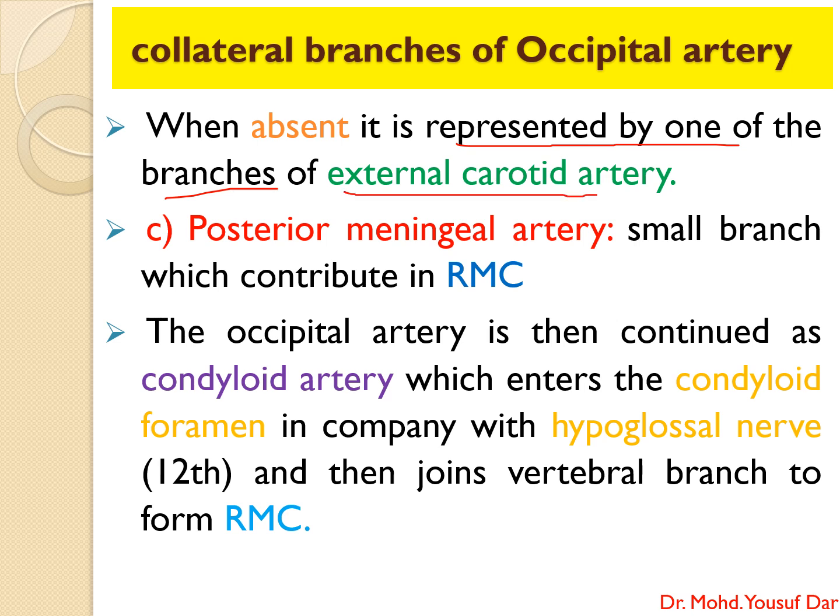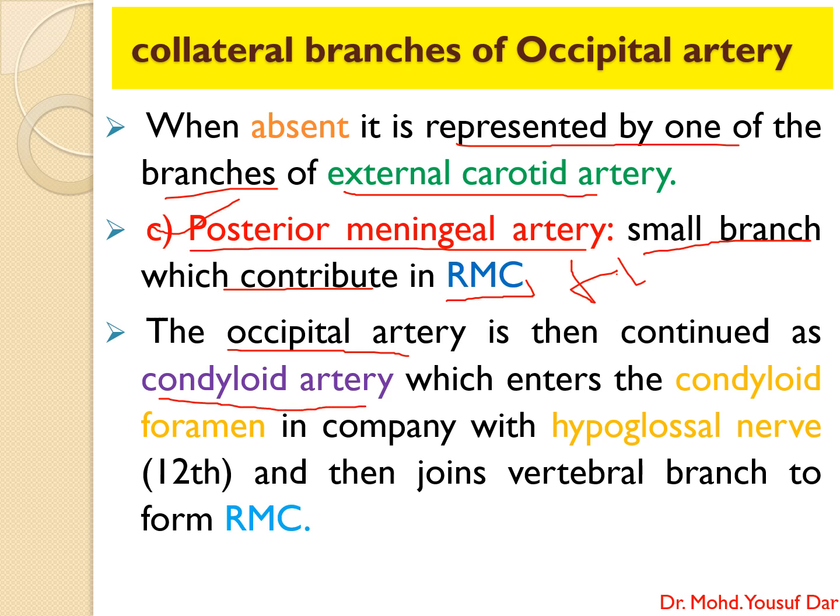And now the next collateral branch of the occipital is the very important posterior meningeal artery. It is a small branch that arises from the occipital artery through the foramen lacerum. It enters into the cranial cavity and contributes in the formation of rete mirabile cerebral. So when the occipital artery runs under the wing of the atlas, then it continues as the condyloid artery.